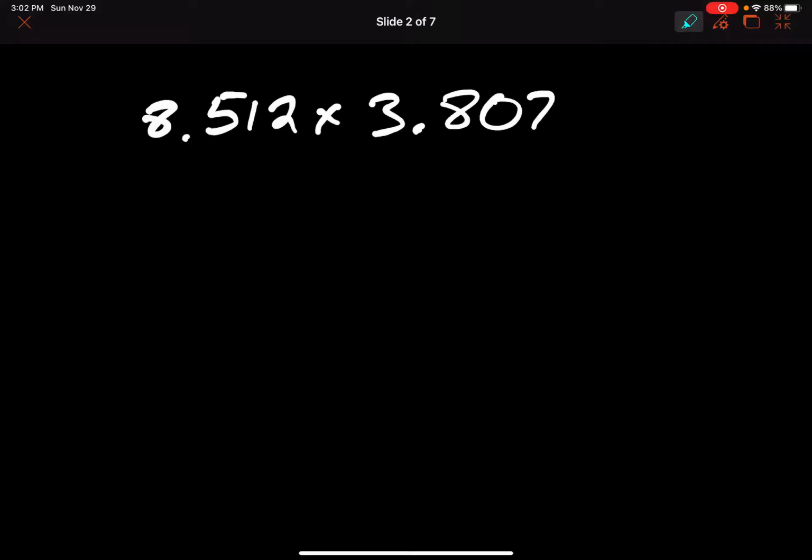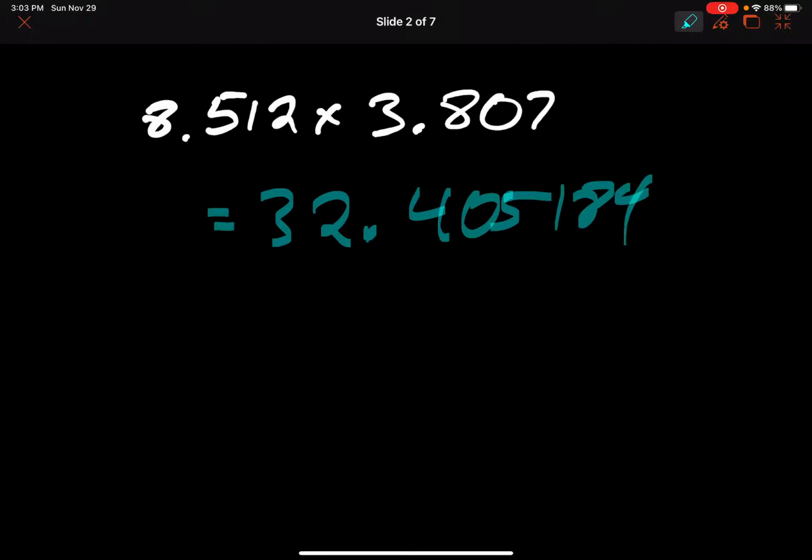Okay, so I'm going to calculate on a calculator 8.512 and 3.807, and what I'm going to come up with is this number here. Does this answer make sense? What whole number is going to be close to this number here? Well, that's going to be 9. And which one is going to be close to this number here? And that's going to be 4.